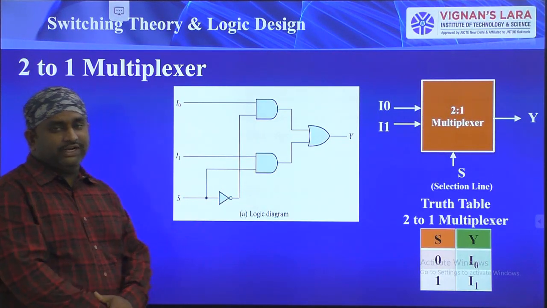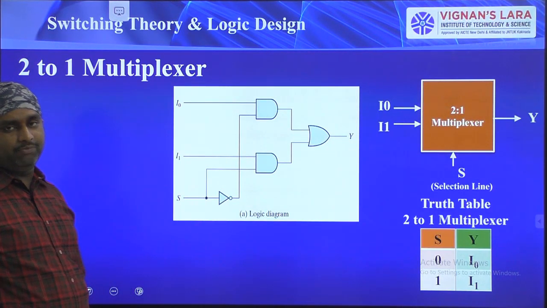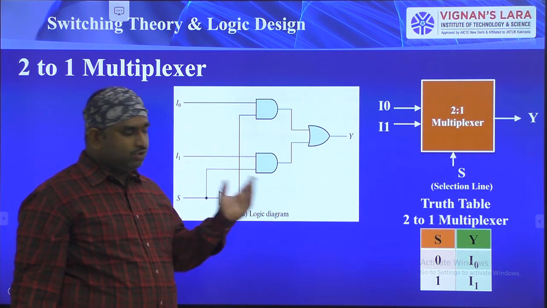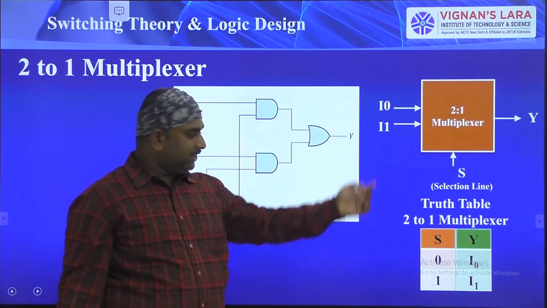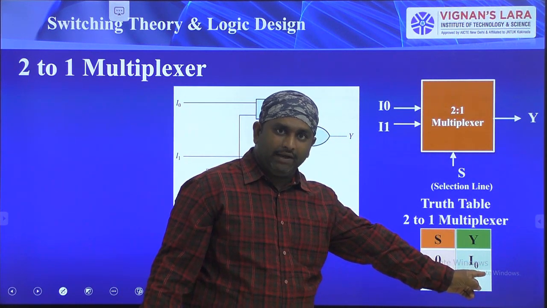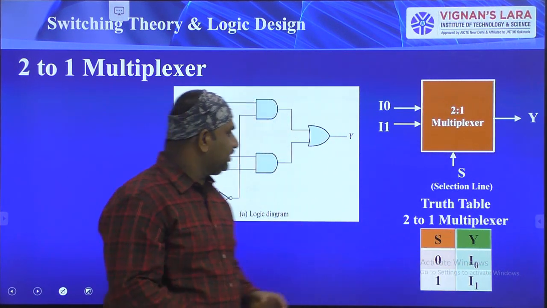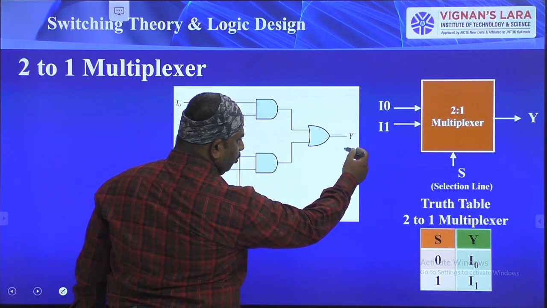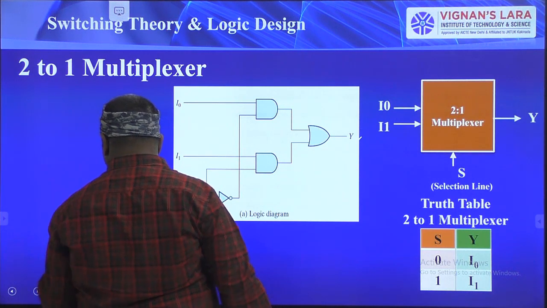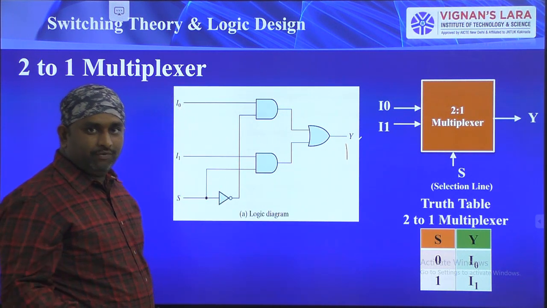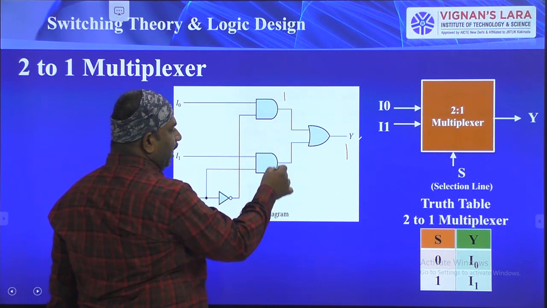So this is the logic diagram for the 2:1 multiplexer. So see here, this is the Y output signal. So Y is equal to what? Y is equal to I0 if S is equal to 0. So see here, the Y output goes to 1 when this AND gate is 1 or this AND gate is 1.